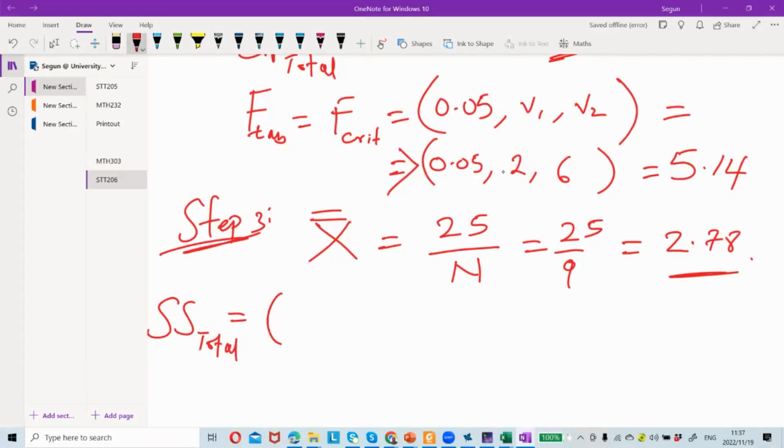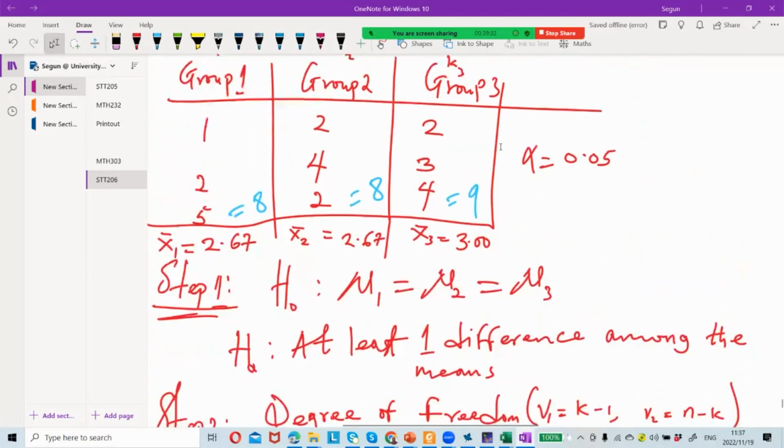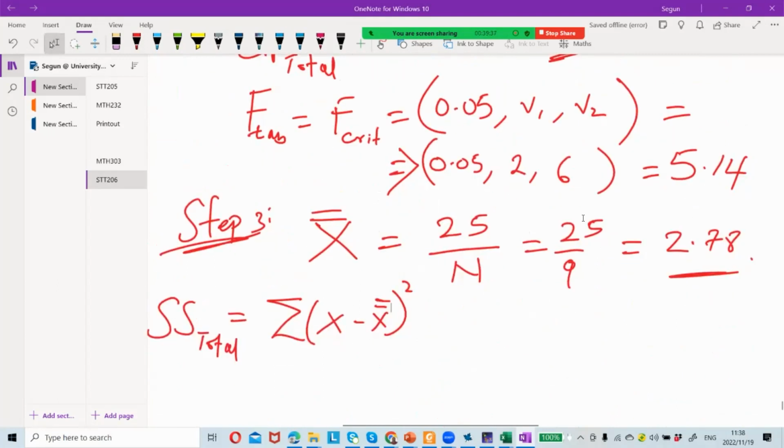SS total is the same thing as the summation of (x minus x bar) all squared. So what does it mean? Let's go to the table. Pick this value one after the other, minus it in this place and square it.